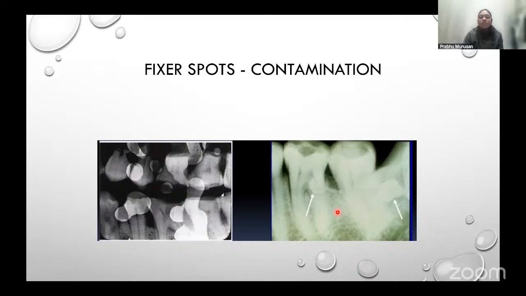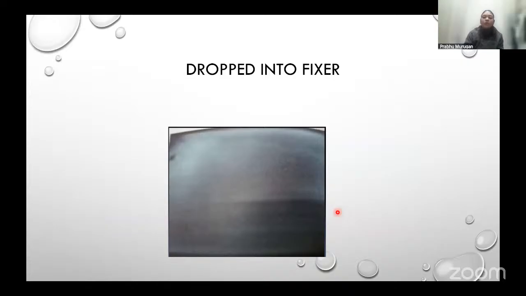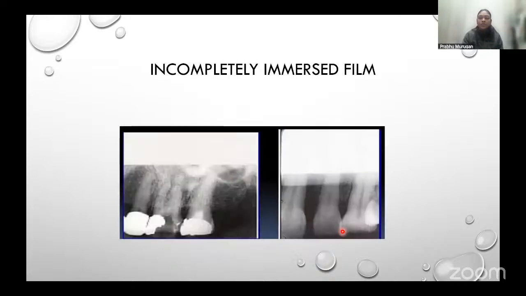And fixer spots. This can be because of any kind of contamination in the solution. Whenever the X-ray film is dropped into the fixer without first being immersed in the developer, it can give a flared up image, like it will just wash off all the silver halide grains, and it will not give you an image at all. So this is a film that is accidentally dropped into the fixer without being processed.